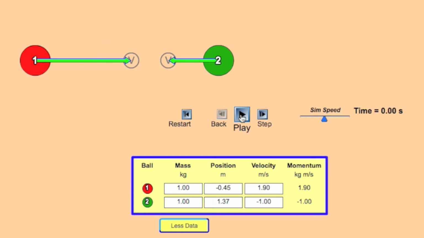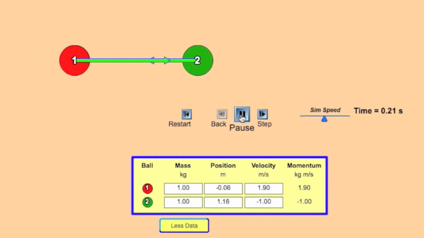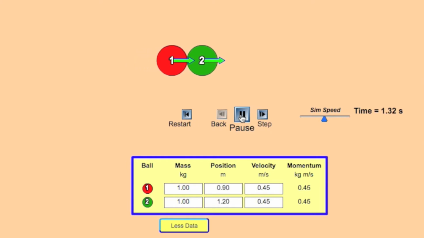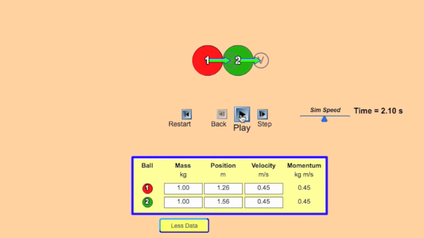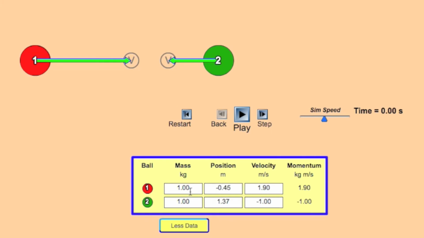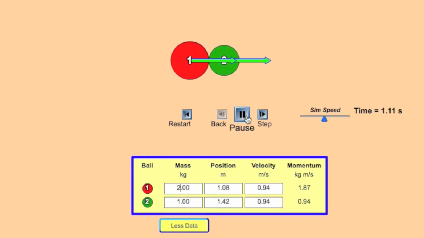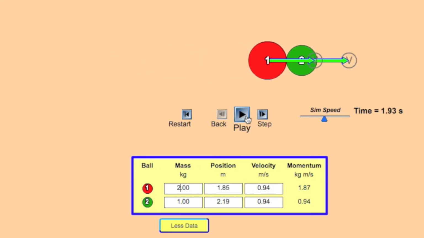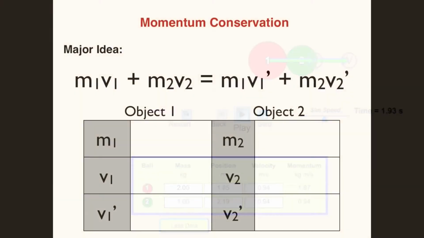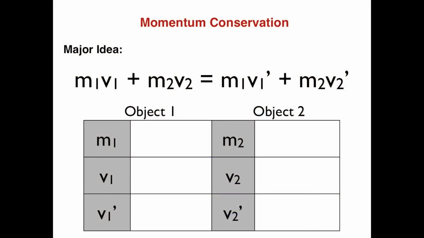This time we're going to have more momentum to the right than to the left, so afterwards the two objects will move off to the right. Again, we can affect the momentum by changing the mass of an object or by changing the velocity of an object. Again, the major idea behind momentum conservation is that during a collision, the total momentum before the collision has to equal the total momentum after the collision.